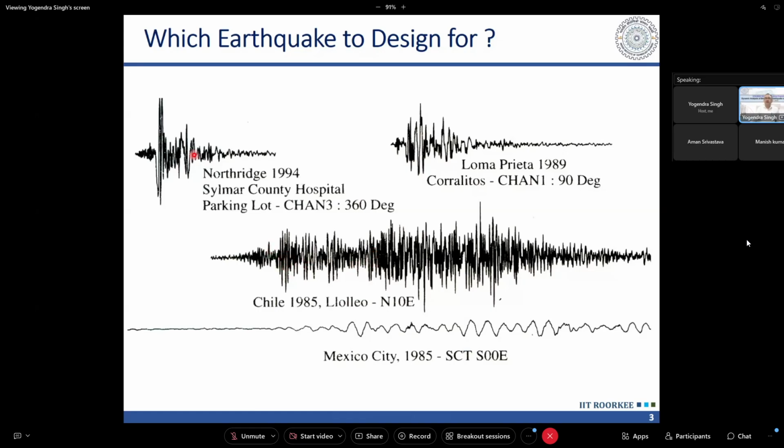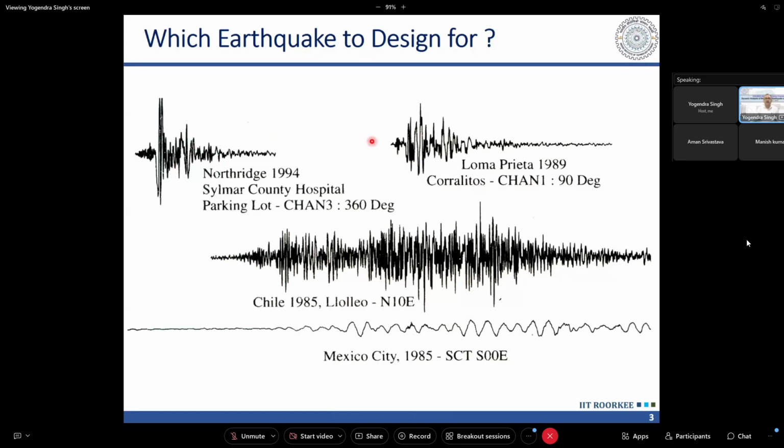So we have to at least consider a number of earthquakes. And then we have to identify some salient characteristics. We have to decipher these accelerograms to understand the hidden information in them. So we have to look at their characteristics.